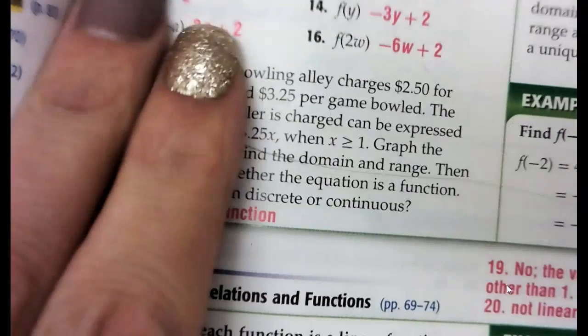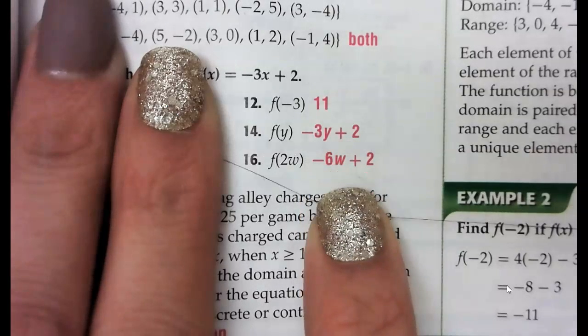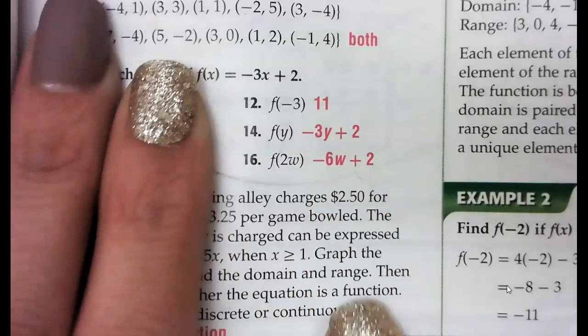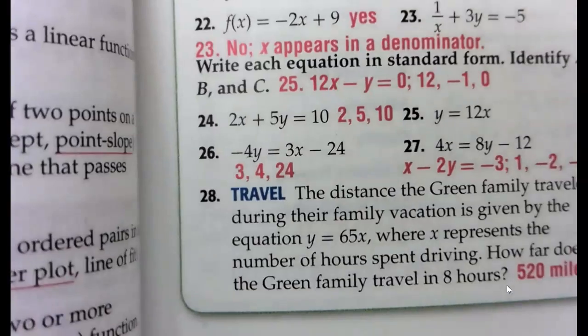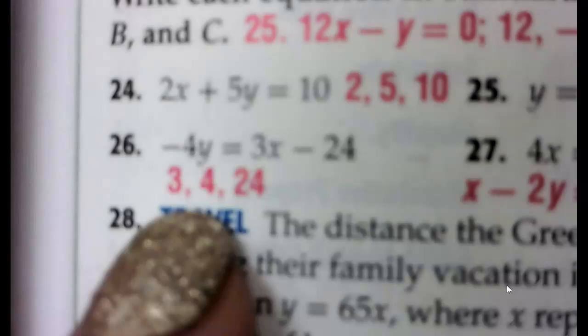10 is both. 12 was 11. 14, -3y plus 2. And 16, -6w plus 2. 18 is yes. 20 is no. 22 is yes. 24 was 2, 5, and 10. 24 was in standard form. 26, you had to move the 3 or the Y. So A is 3, B is 4, and C is 24.